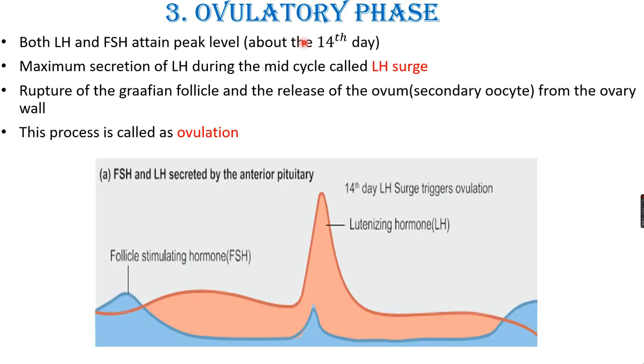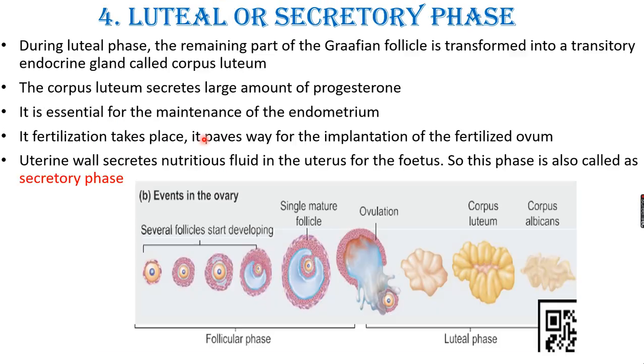Now coming to the ovulatory phase: the release of the ovum is called ovulation. Both FSH and luteinizing hormone attain their peak level on the 14th day. This is referred to as the LH surge, as the LH hormone is at its peak. FSH is also at its peak level. So what happens at this time? The rupturing of the mature Graafian follicle and release of the ovum at the secondary oocyte stage is called ovulation.